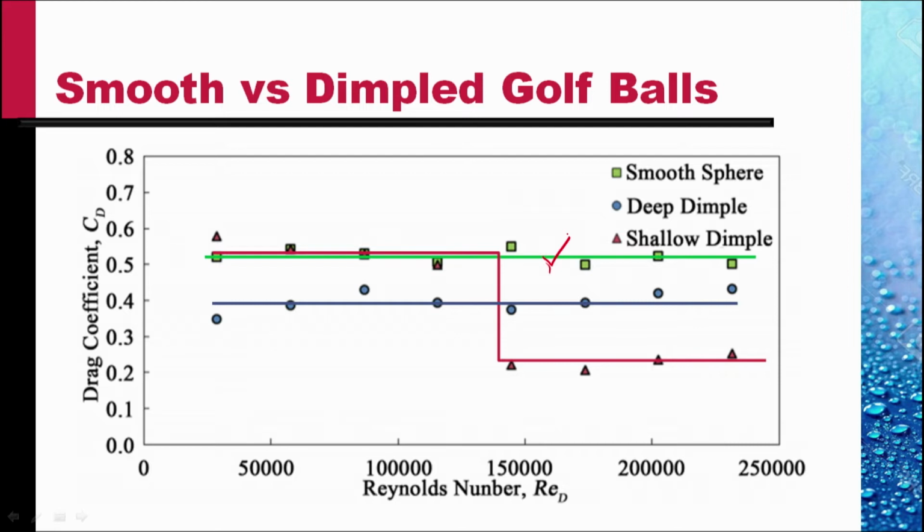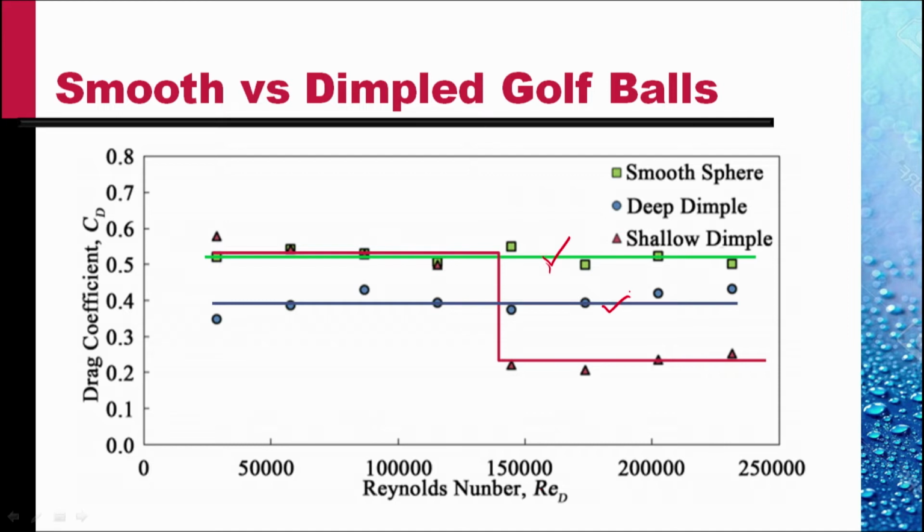A golf ball with deep dimples is the blue line. With deep dimples, it appears that the transition has occurred below a Reynolds number of 50,000, 5 into 10 to the power 4, so that it's a lower CD almost everywhere.